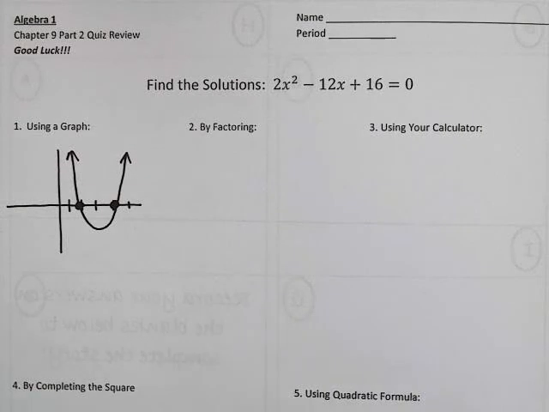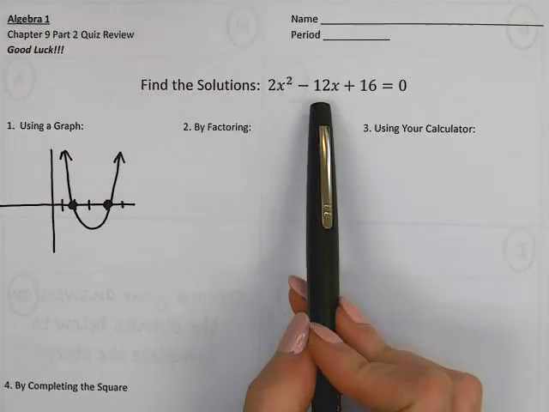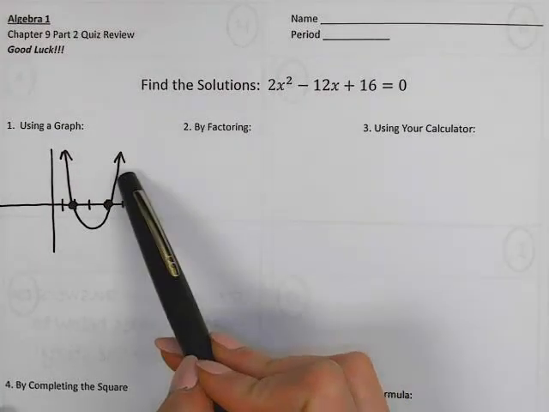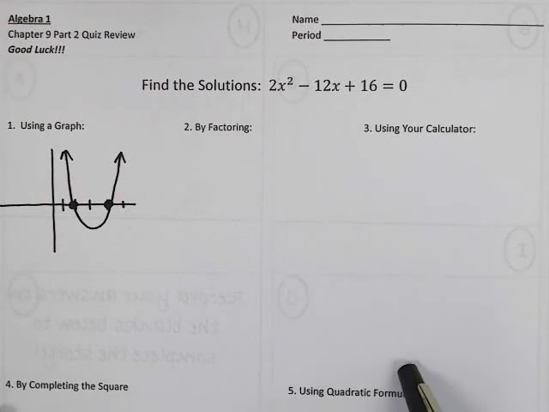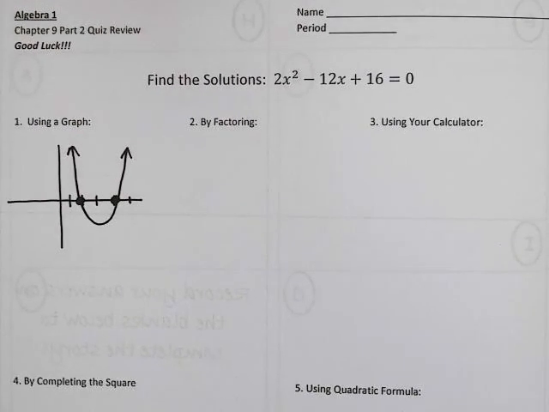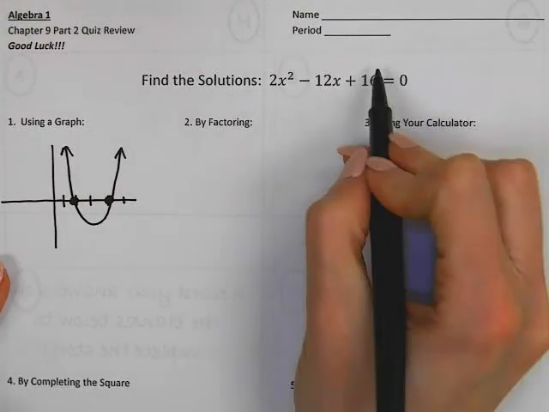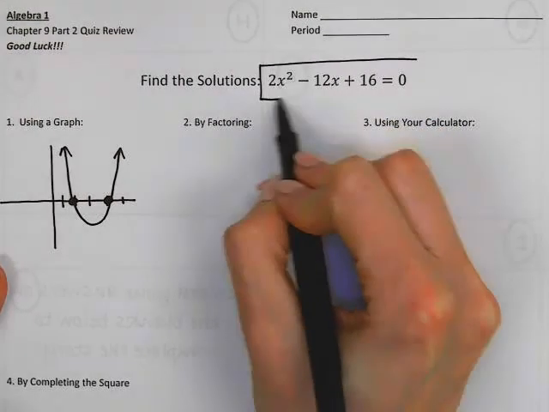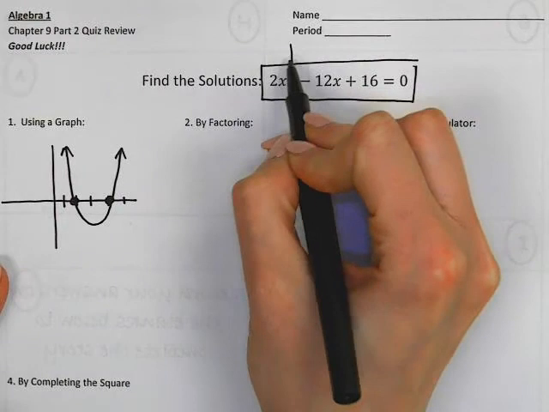Alright guys, today's video is a review of all the methods of solving quadratics. So it's going to be a little weird today. We're going to give you guys one problem and we're going to solve it all the different methods to show you that you really get the same answer every time. Okay, so here's our big problem today. Solve for x. You're going to get two answers, right?